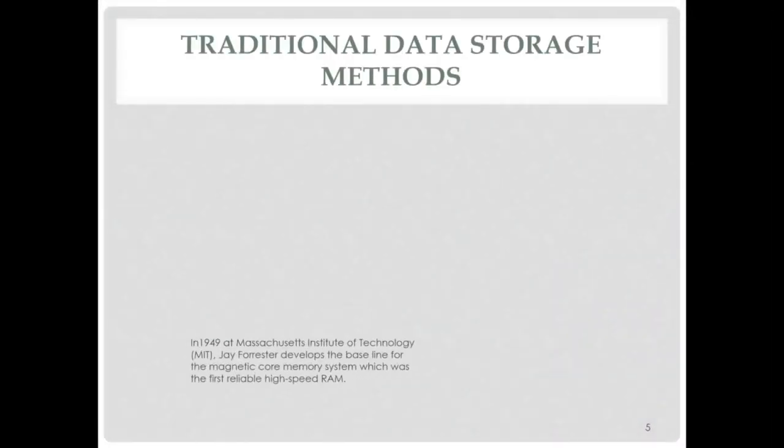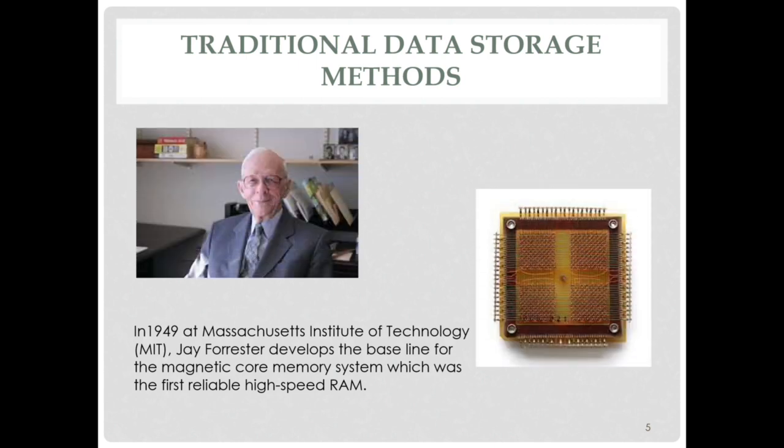Traditional data storage methods. In 1949 at MIT, J. Forrester develops the baseline for the magnetic core memory system. It was the first reliable high-speed RAM.